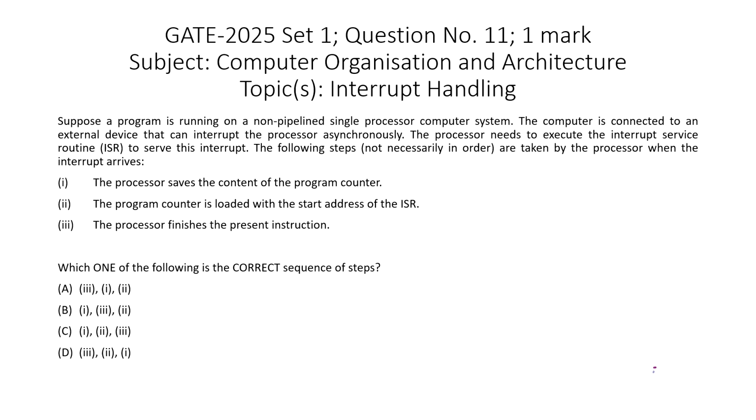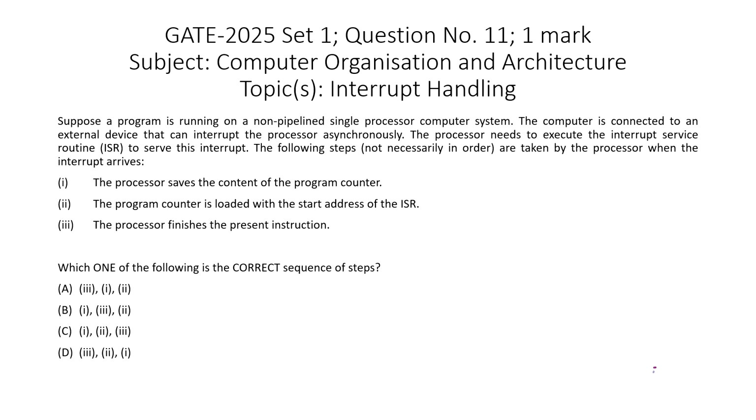The processor needs to execute the interrupt service routine ISR to service this interrupt. The following steps, not necessarily in order, are taken by the processor when the interrupt arrives. The processor saves the content of the program counter. The program counter is loaded with the start address of the ISR. The processor finishes the present instruction. Which one of the following is the correct sequence of steps?